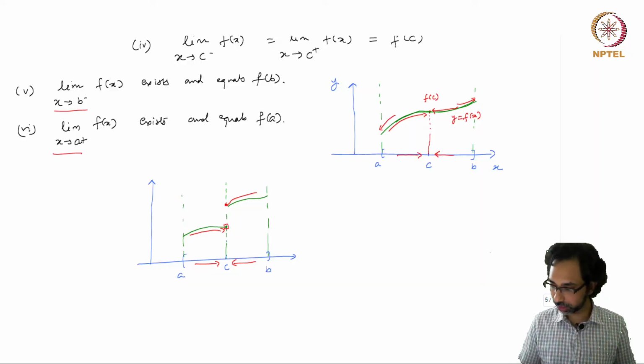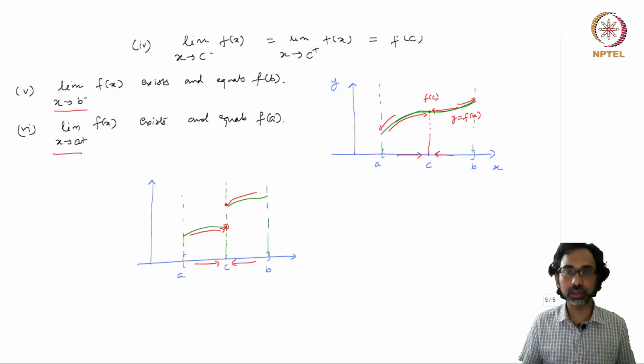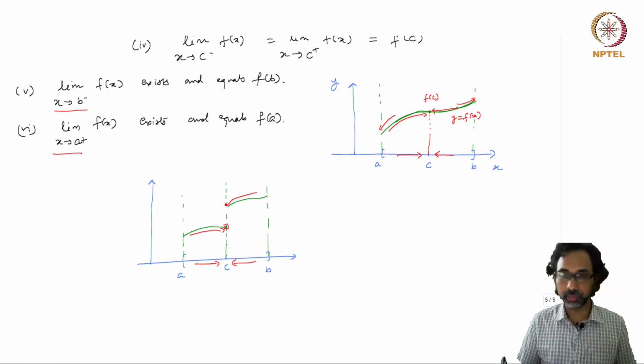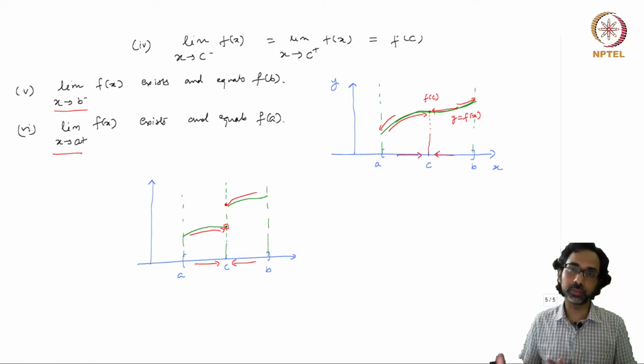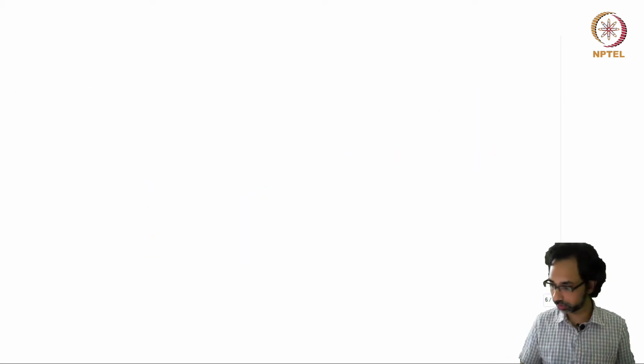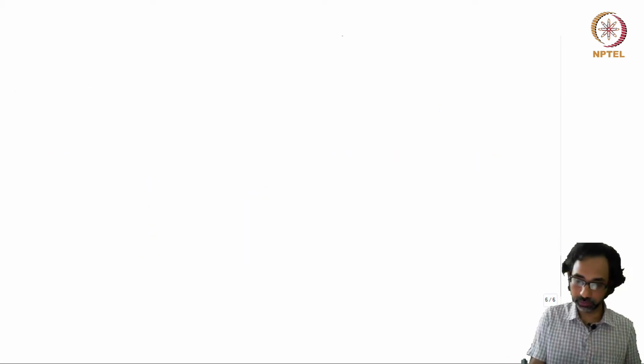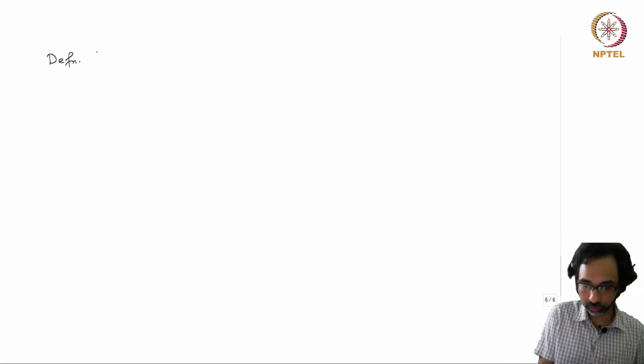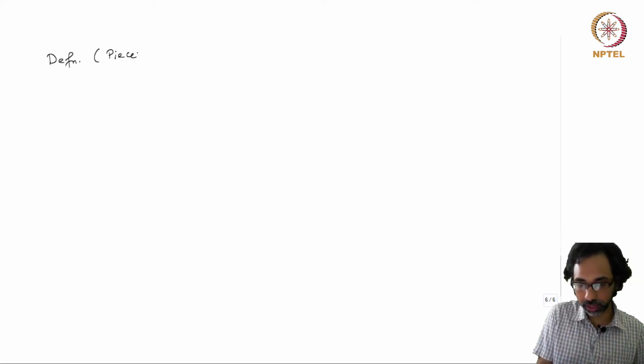Now another sufficient condition is when the function may not be continuous, but it can be broken into finitely many pieces where it is continuous. So this is the definition of a piecewise continuous function.